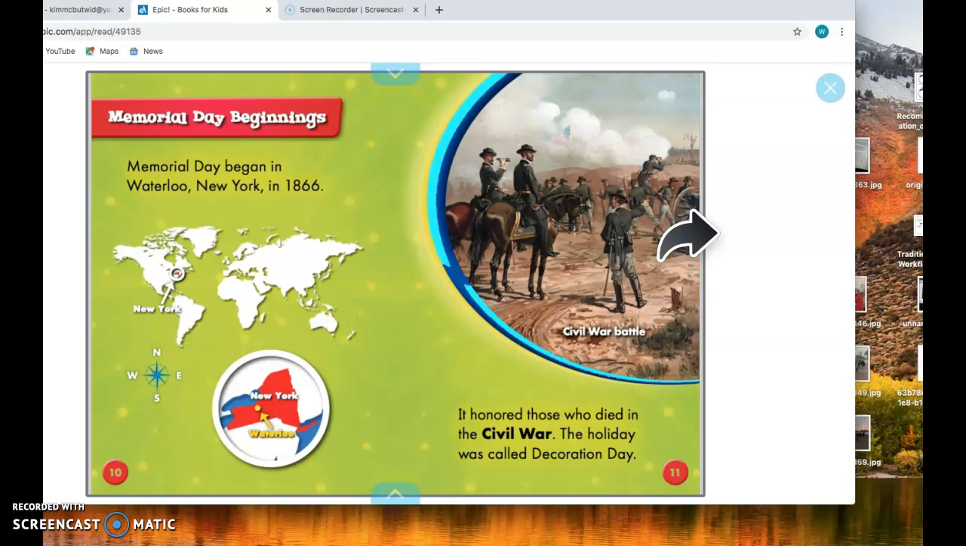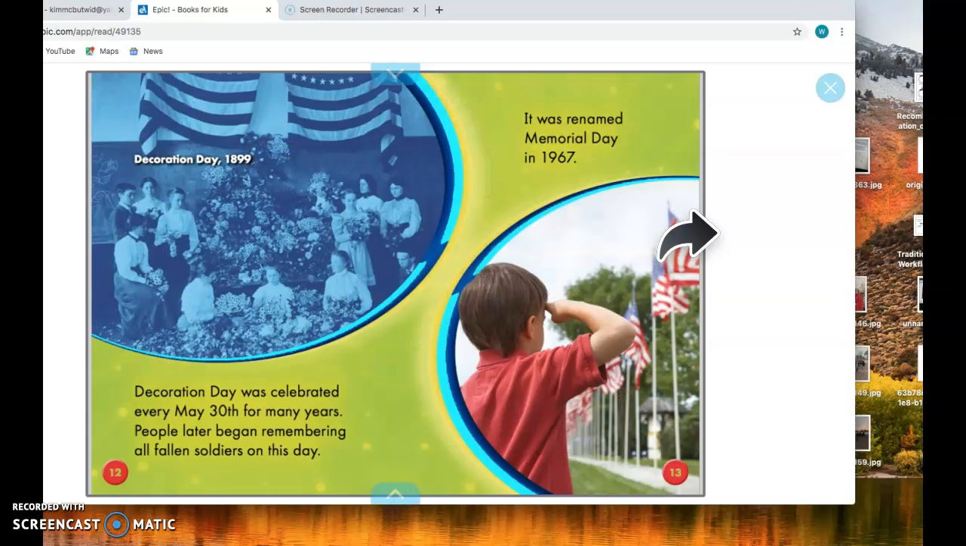Memorial Day beginnings. Memorial Day began in Waterloo, New York in 1866. It honored those who died in the Civil War. The holiday was called Decoration Day. Decoration Day was celebrated every May 30th for many years. People later began remembering all fallen soldiers on this day. It was renamed Memorial Day in 1967.